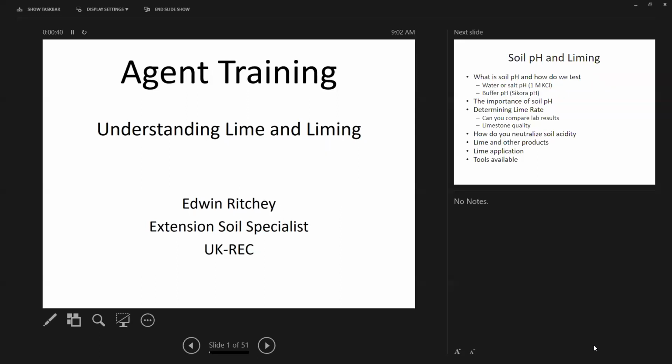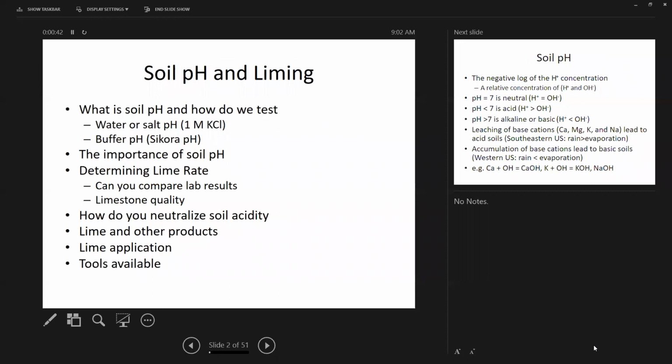So today we're going to be discussing lime and liming. Here's what I'm going to try to get over: what pH is and how we test for pH, whether we have a water pH or a salt pH. At UK, we use the 1 molar KCl pH. A buffer pH, here at UK, we use the Sikora buffer. We'll cover how pH is important, why it means so much to us in a soil fertility program, how we determine lime rates, and whether we can compare lab results.